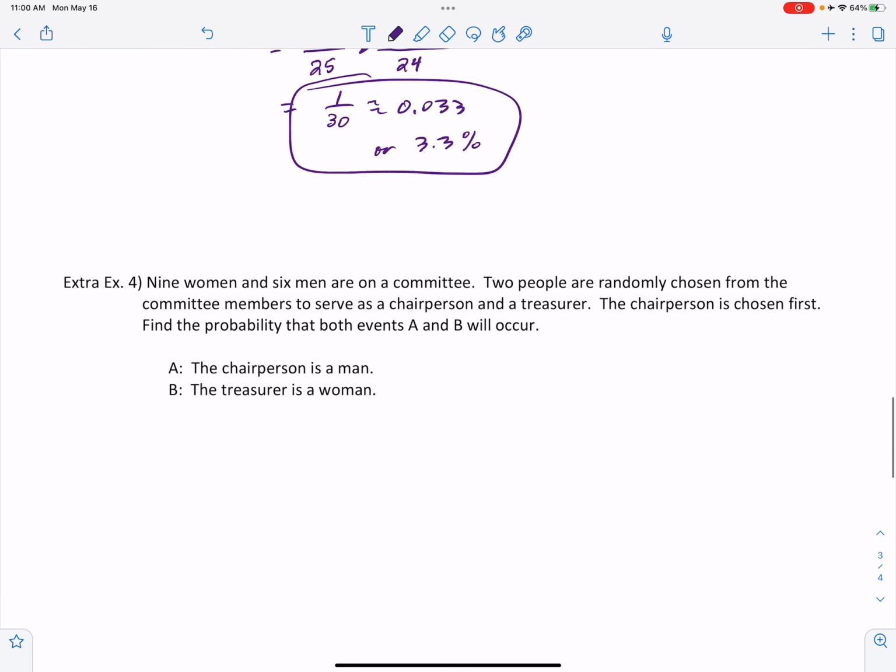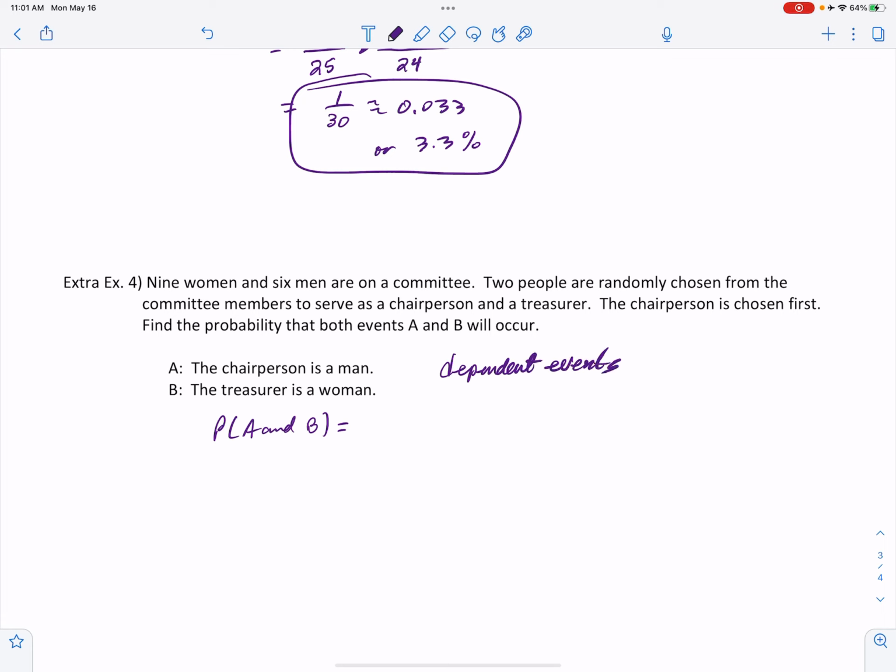So another example like this: there are 9 women and 6 men on a committee. 2 people are randomly chosen from the committee members to serve as a chairperson and a treasurer. The chairperson is chosen first. Find the probability that both events A and B will occur. A, the chairperson is a man, and B, the treasurer is a woman. It makes a difference because you're first picking out of 15 and then one person is gone, so the second time you're only picking out of 14, so event A definitely affects the probability of event B.